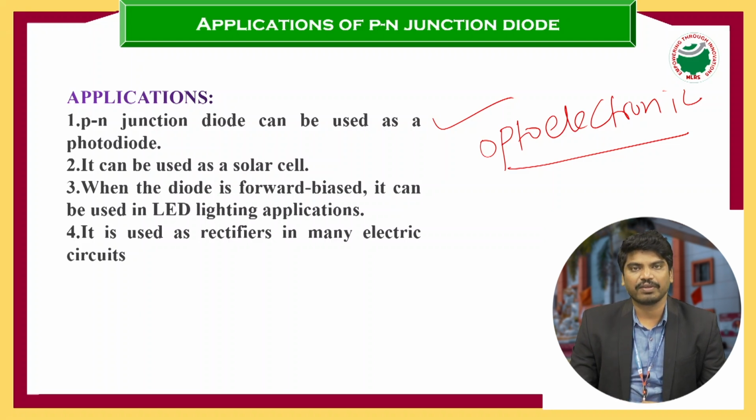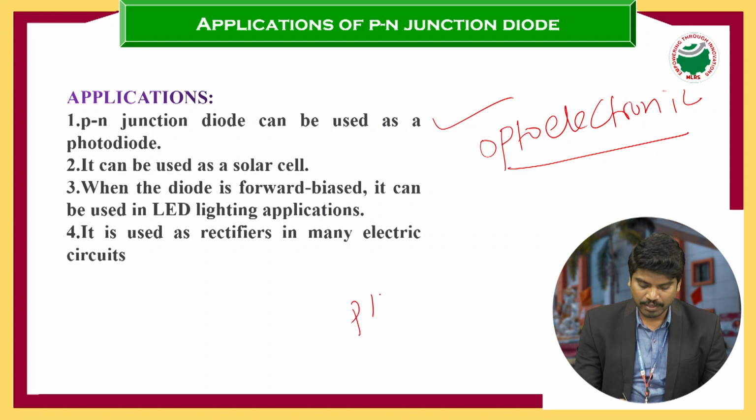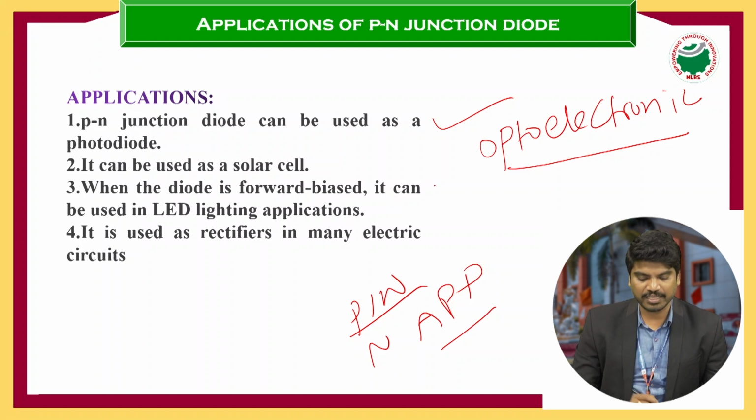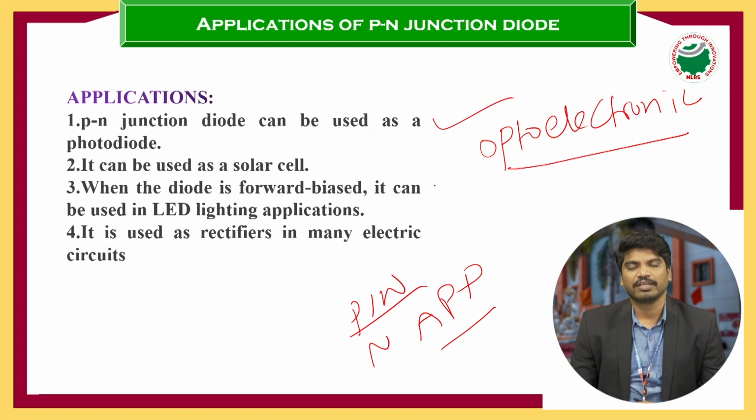Photodiodes in the sense of PIN diode or avalanche photodiode, and solar cells. These are the different photodetectors, which convert optical energy into electrical energy, or electrical energy into optical energy. Similarly, we can also use this PN junction diode in forward bias to get the laser beam in a semiconductor laser or to get the LED, light emitting diode.